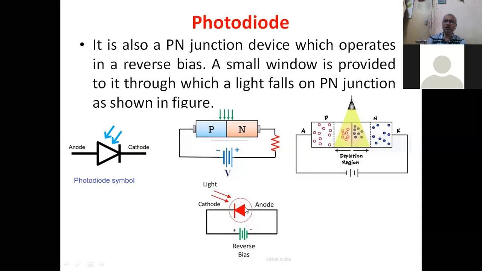So this is the symbol of your photodiode. So cathode is connected to positive and anode is connected to negative. So this is the reverse bias. So in short, the photodiode is also a PN junction device. It operates in reverse bias. Remember, this device also operates in reverse bias, and a small window is provided at the top so that the light can fall on the PN junction.